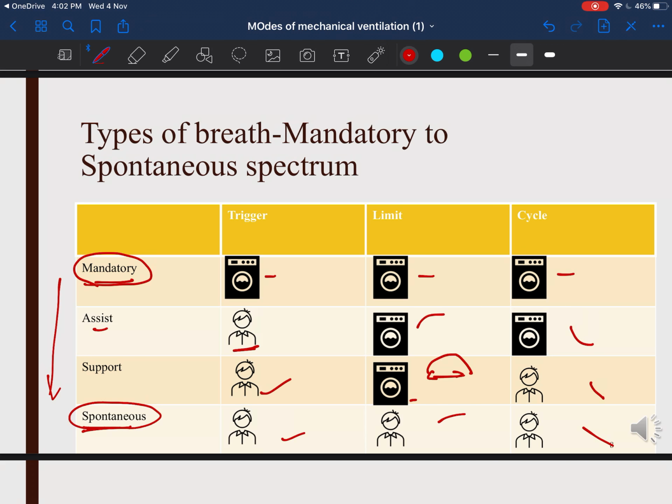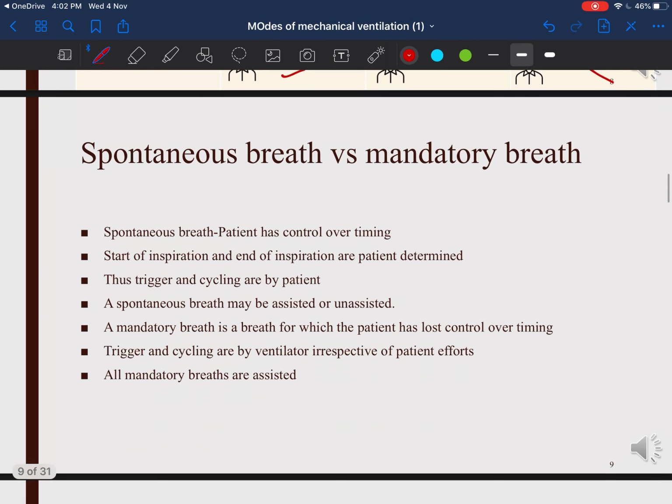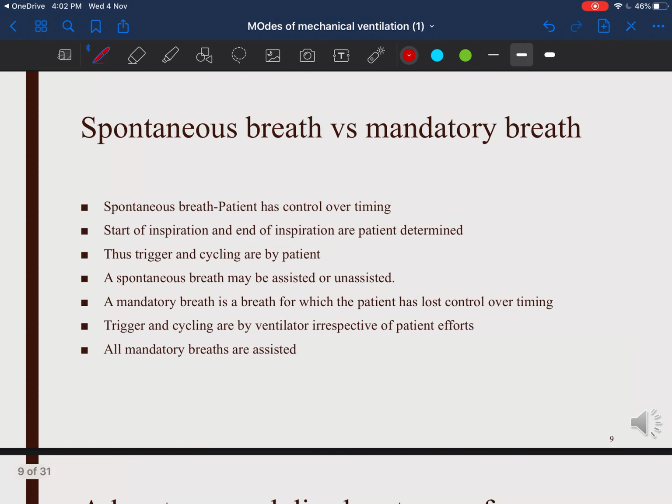Spontaneous is fully patient driven and patient determined, whereas assist is where only the start is done by the patient. Support: start and end are determined by the patient. So your spontaneous breath is where the patient has control over timing, and start and end are determined by the patient. So triggering and cycling are done by the patient. A spontaneous breath can be assisted or unassisted.